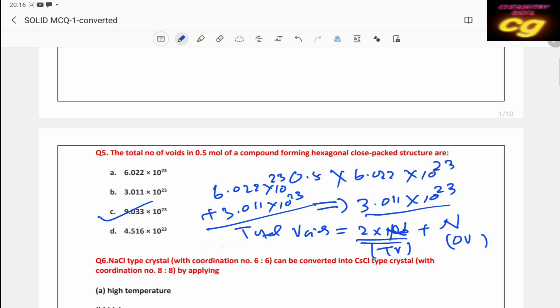That is, total voids is 2n plus n, that is 3n. If the number of particles is known, the voids will be 2n plus n, that is 3n.